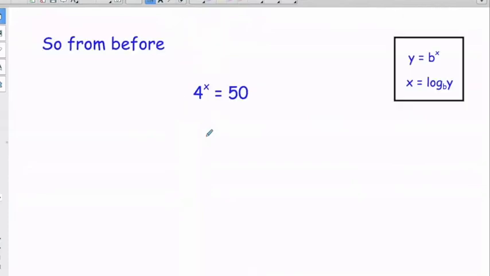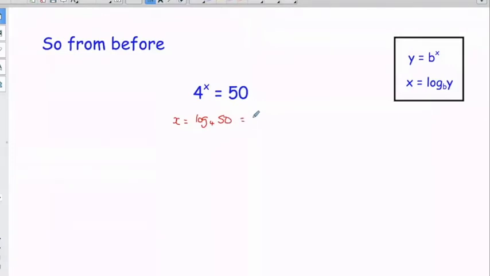I'm going to go back to the example from earlier. It's not as easy for this one because the answer is not going to be a whole number, but that's even more useful. That means if we put this in log form, then we're going to be able to work out the value of x. Okay, and for this one, b is my 4, the base is 4, so I'm going to need to do log to the base 4 of 50, and that will give me the answer of x.